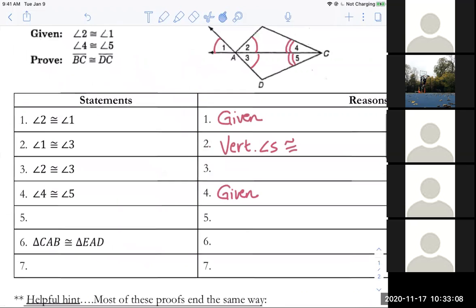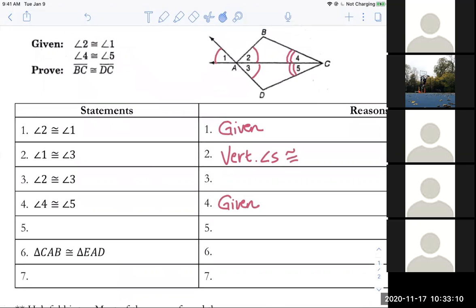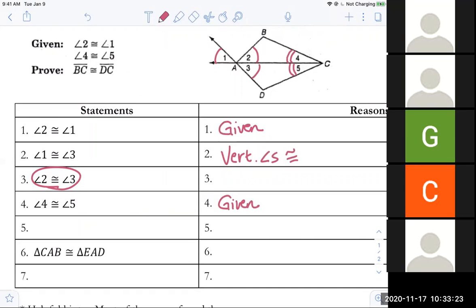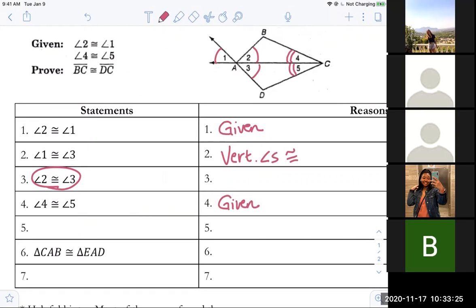Okay, so angle 2 is congruent to angle 3. Where is that coming from? We have 1 congruent to 2, and 1 congruent to 3. How would you know that 2 is congruent to 3? What's the reason for step 3? Is it the transitive property of congruence? It's transitive. Good. Was that Kara? Yeah.